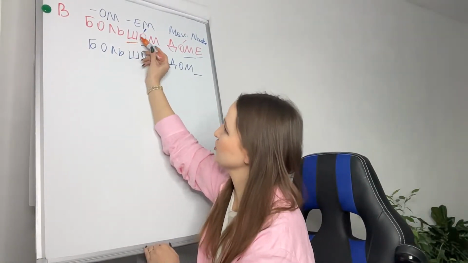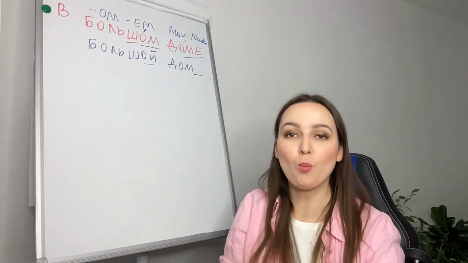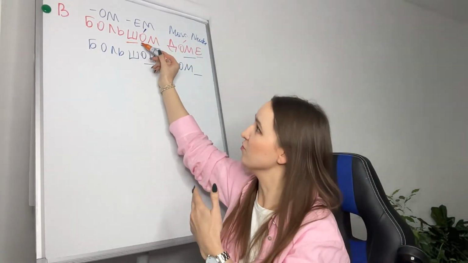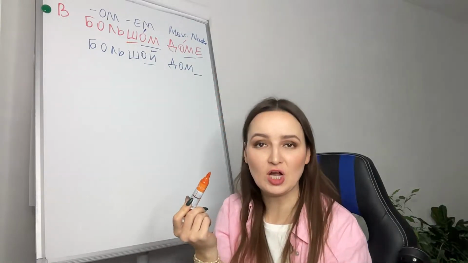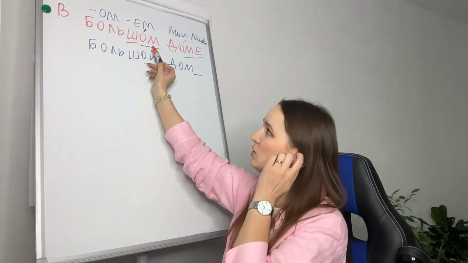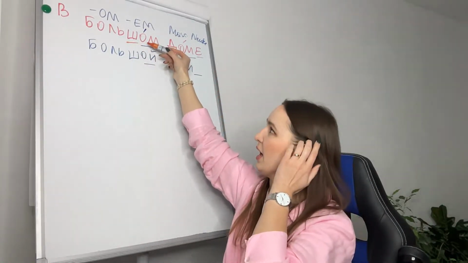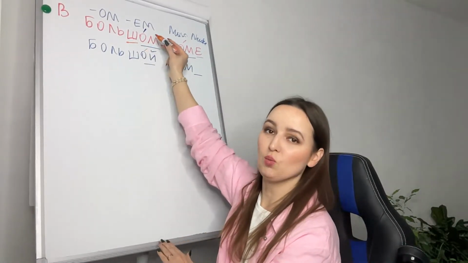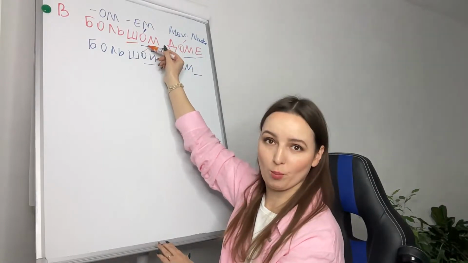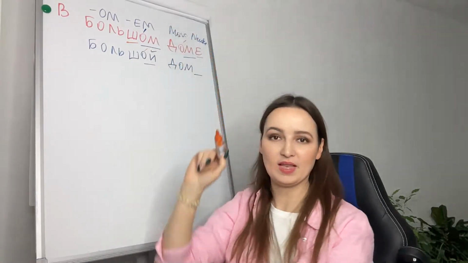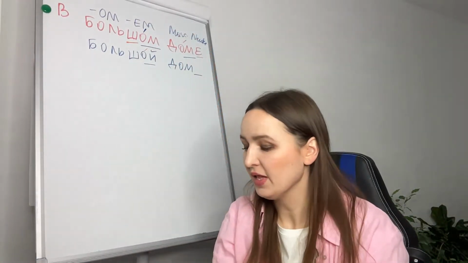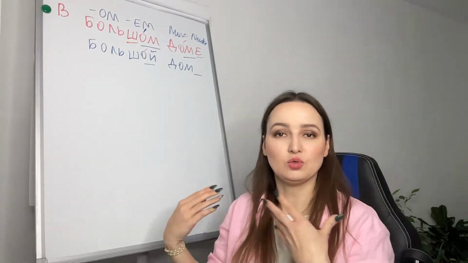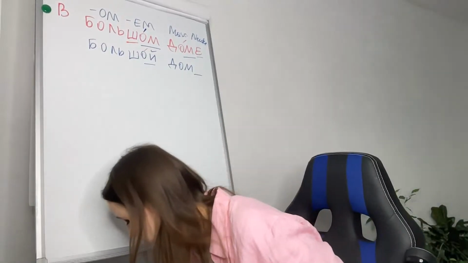When we have a sh letter here. В большом доме. When we have a sh letter and the stress is on the last syllable, we will replace oi with om, not with yem. Let's continue. I will show you a lot of examples and you will understand better and better.